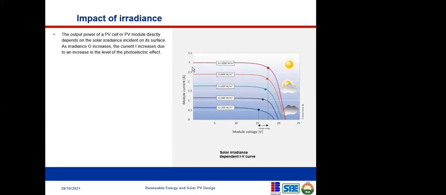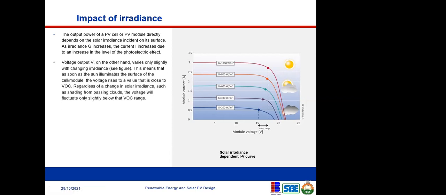That is to tell you how the solar intensity, the amount of sunlight falling on the panel, affects the output from the solar PV. So one of the major things is the intensity of the sun.